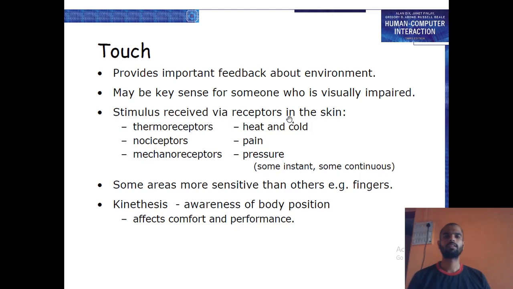Stimulus is received via receptors in the skin. There are various types of receptors. Thermoreceptors deal with heat and cold, nociceptors deal with pain, and mechanoreceptors deal with pressure. Some areas are more sensitive than others, like the fingers.